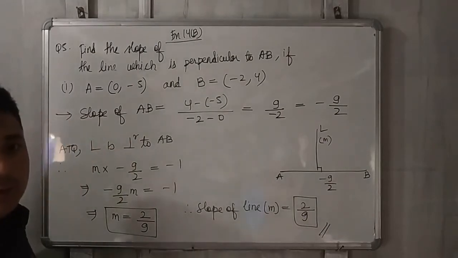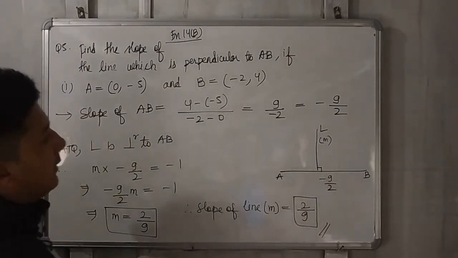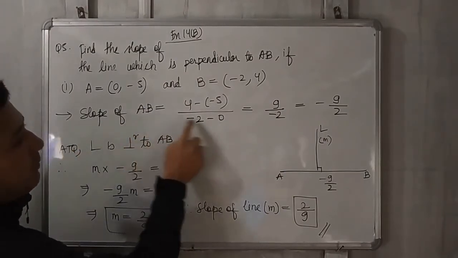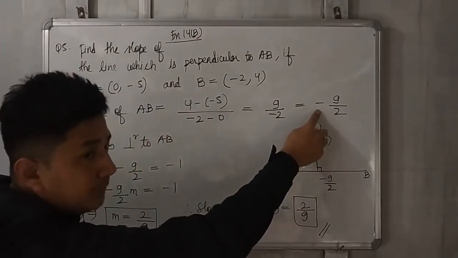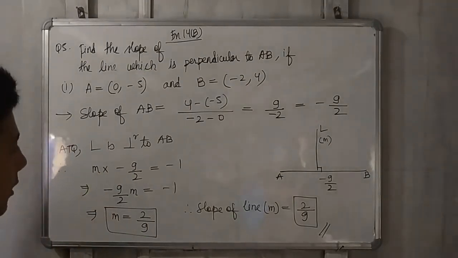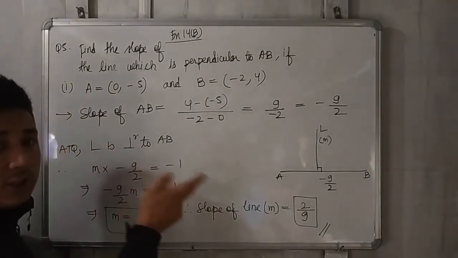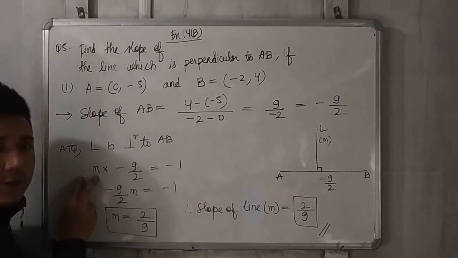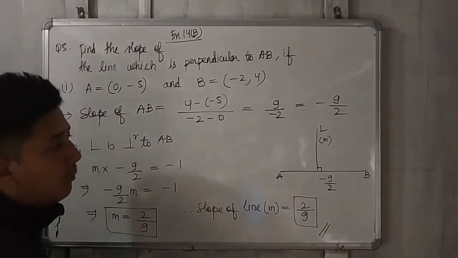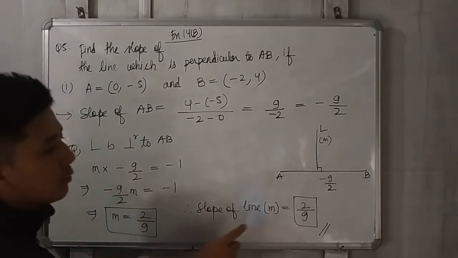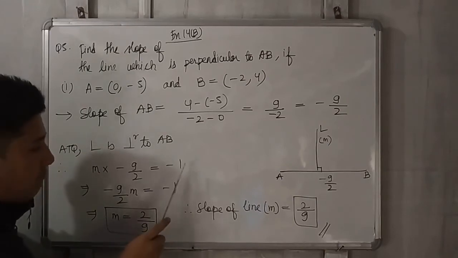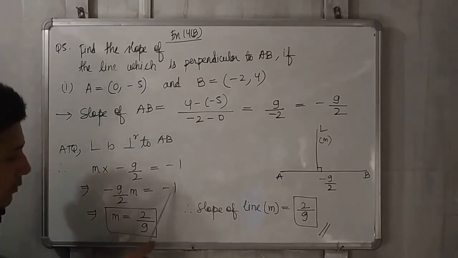So what will I do? First I'll find the slope of AB again. So please find the slope of AB using this formula. Slope of AB will be minus 9 by 2. Now the last formula which I gave you, if two lines are perpendicular to each other, then slope of the first into slope of the second is equal to minus 1. So slope of the first M into slope of the another one, minus 9 by 2, is equal to minus 1, minus gone. So M is equal to 2 by 9.